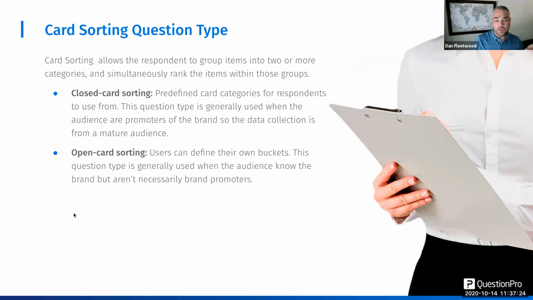So there's closed and open card sorting. So card sorting allows obviously to group those into two or more. The closed-ended really has those predefined categories that you set for respondents. This is the one that is generally used, whereas with open card sorting users can define their own buckets or their own categories. And this is more generally used when the audience knows the brand, but aren't necessarily brand promoters. They might be more loose and you want to just see, hey, what categories do they think it should fit into? And then of course, there's different analysis for both closed and open-ended card sorting.